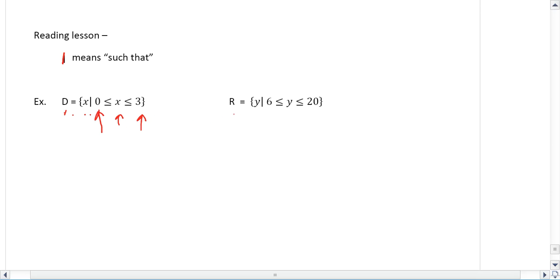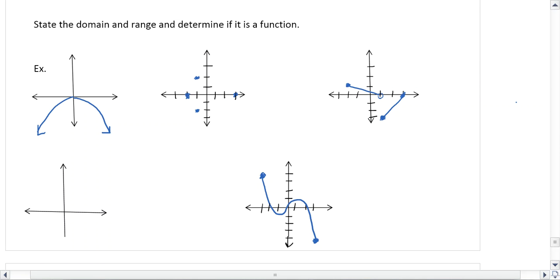So let's try that again. Let's read this. I'll read this to you. R stands for range. The range is the set of all y's such that y is in between 6 and 20. 6 is the lower limit of the range. 20 is the upper limit of the range. So what I wanted you to get out of this is how to write domain and range and how to read it. So let's practice using that notation to write the domain and range of these particular graphs.